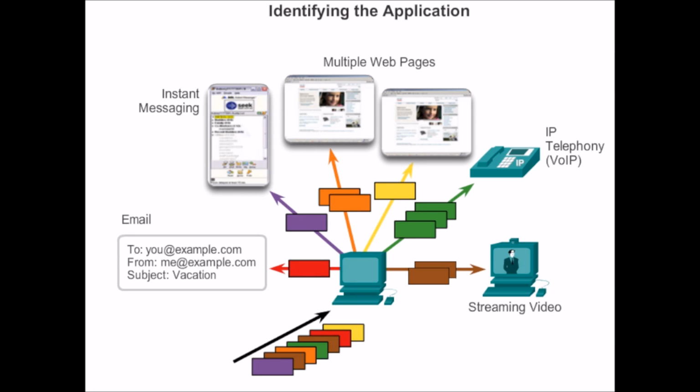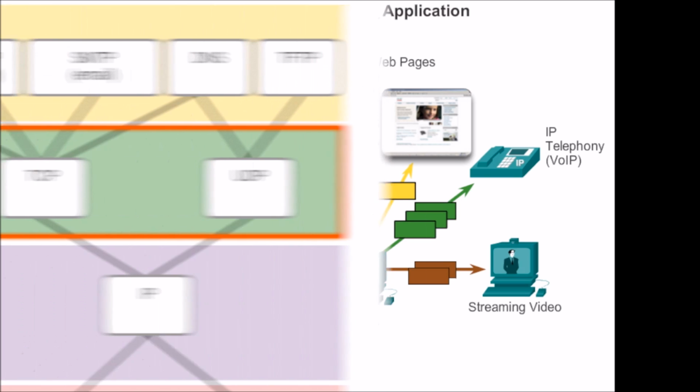Identifying applications. The transport layer ensures that all applications receive the correct data by assigning each application an identifier or port number. Each software process that needs access is assigned a unique port number. The transport layer uses these ports to identify the correct application.